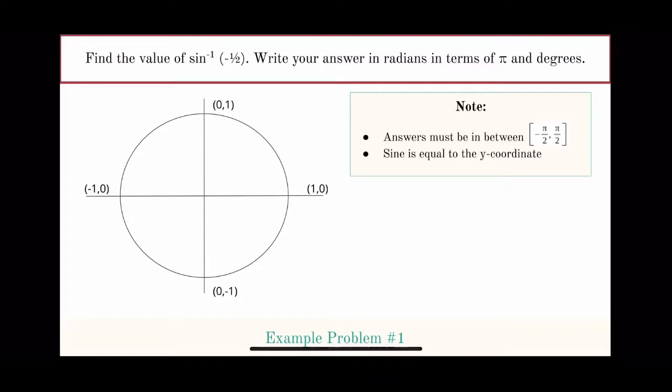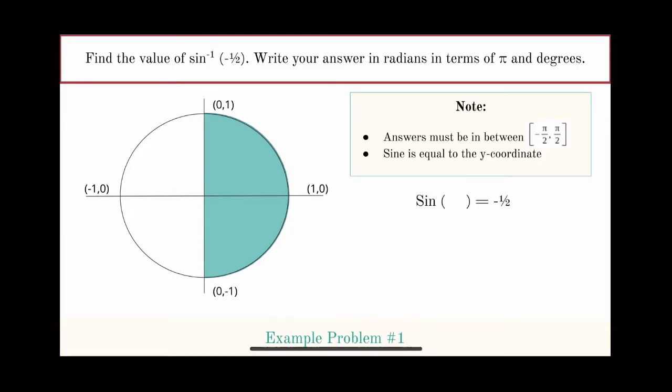Find the value of arcsine negative 1/2. Write your answers in radians in terms of pi, and I'm also asking you guys to write your answers in degrees. So note that your answers must be in between negative pi over 2 to pi over 2. This means that our angle must be in quadrants 4 to 1. And don't forget the sine is also equal to the y coordinate.